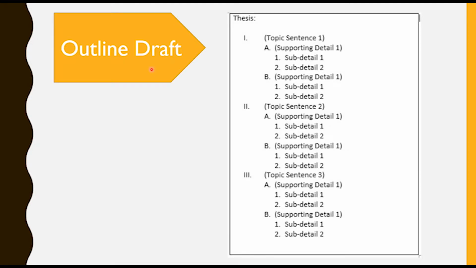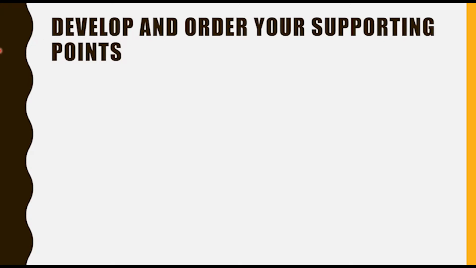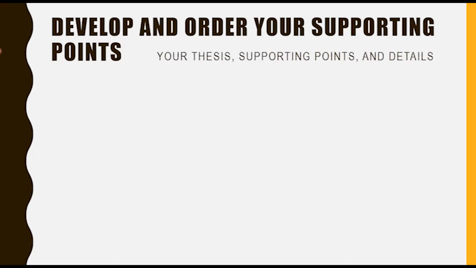Next, develop your thesis and order your supporting points and details. At the moment, after you did pre-writing, crafting the thesis statement, and creating an outline, now you will start the next step of the essay writing checklist. That is, supporting your thesis with specific evidence. Importantly, the support must be sufficient and specific.